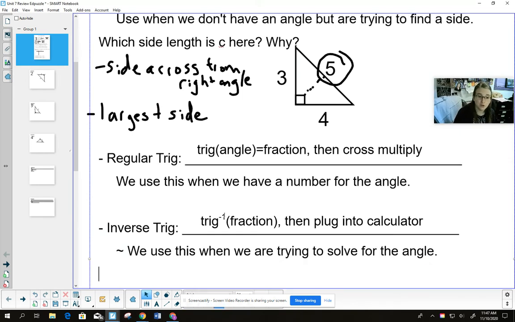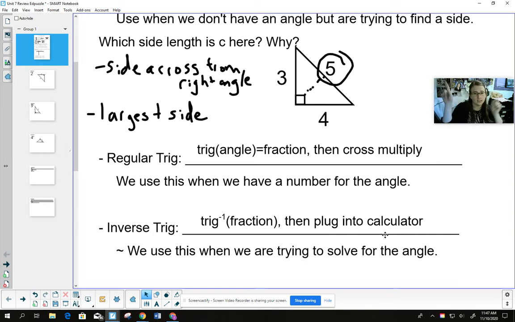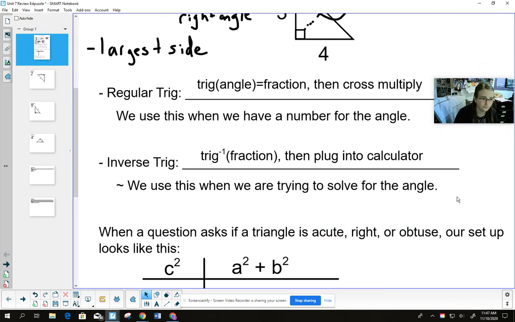Inverse trig is the only tool we have when we are trying to solve for an angle. So remember that inverse trig, you have to use the special button. This is not something you type in, it's a special button, and then we just plug it into the calculator. Inverse trig, fraction, boom, straight into the calculator. Inverse trig questions are super easy because you don't got to cross multiply or do anything like that.